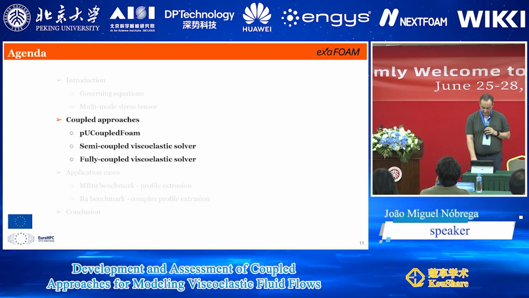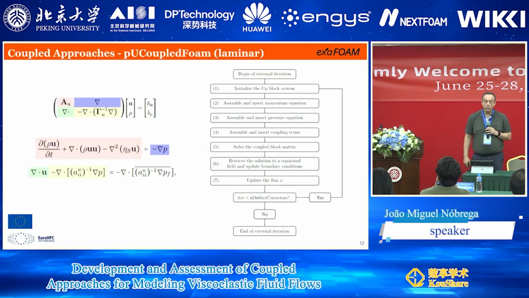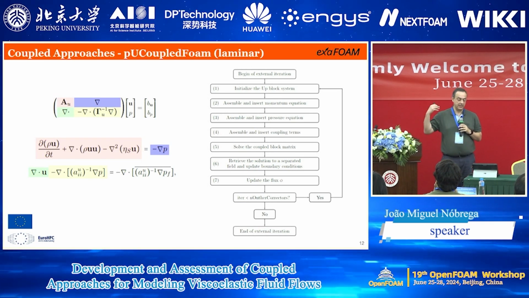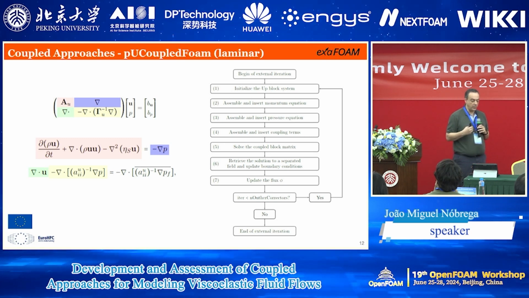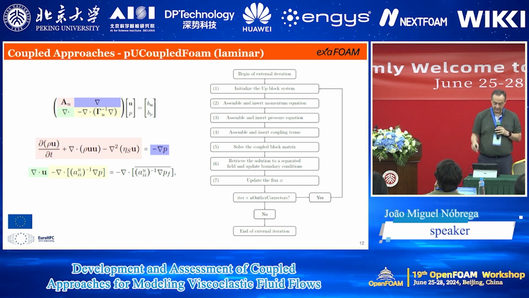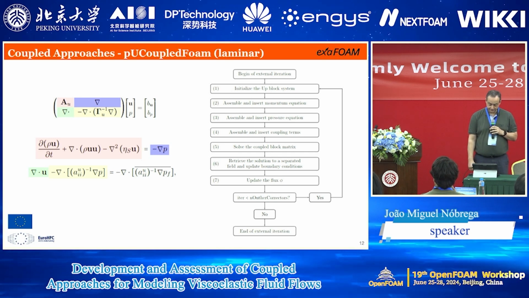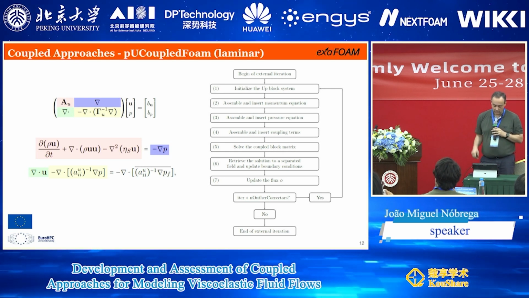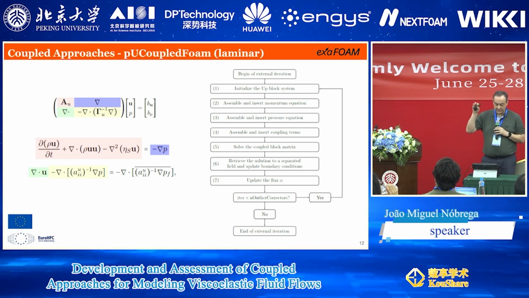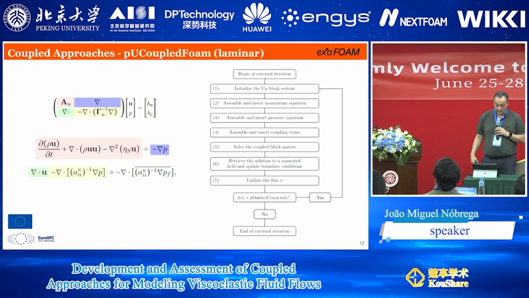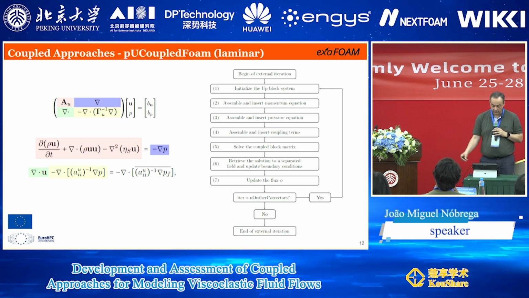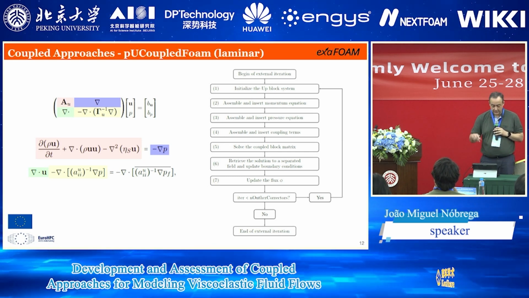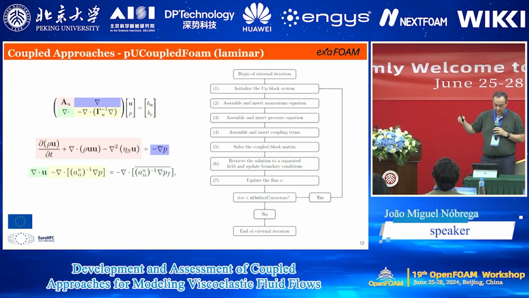Regarding the coupled approaches we tested, for the first one we used the coupled solver that is available in FOAMX10. We just grabbed that solver, and the solver couples velocity and pressure. What you see here in terms of color coding are the different terms that go to the coefficients of every computational cell.